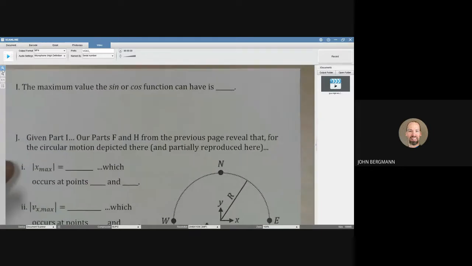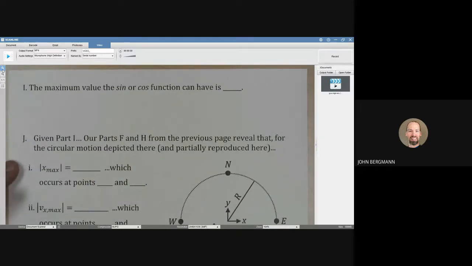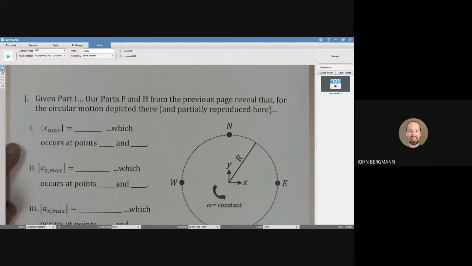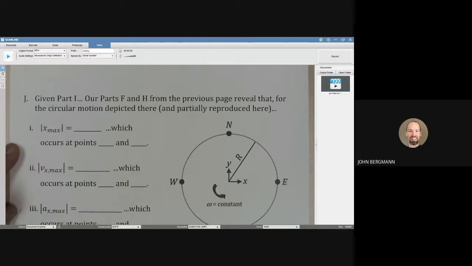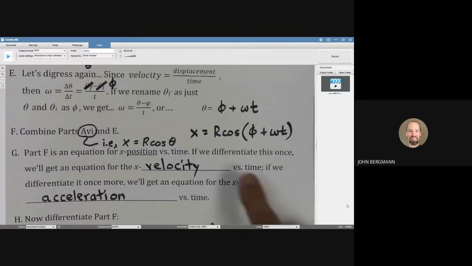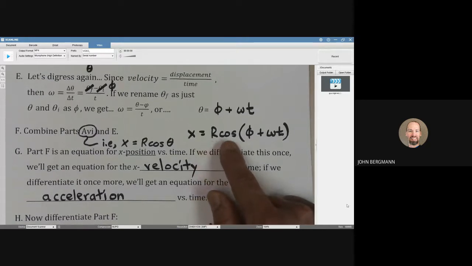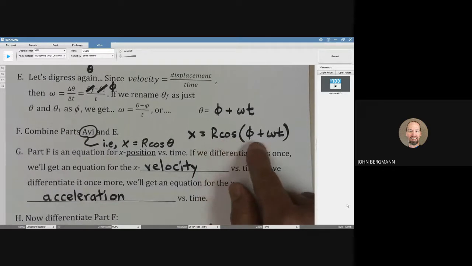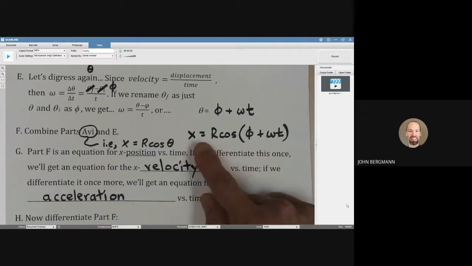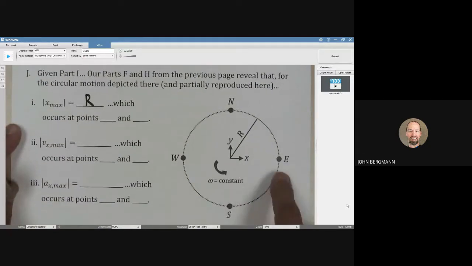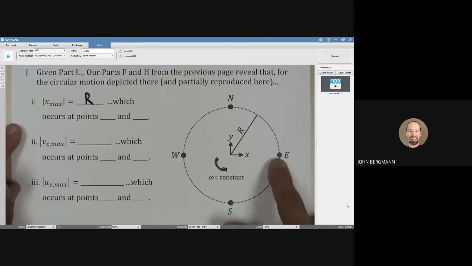All right, let's finish with this page then. As we know, the maximum value of sine or cosine is 1. Given the fact that the maximum value of sine or cosine is 1, then the maximum value that x can have is going to be r, because the maximum value of cosine, we said, was just 1. So the biggest that x could be is r. And where does that occur? That occurs, according to my diagram here that we drew on earlier, at points east and west.